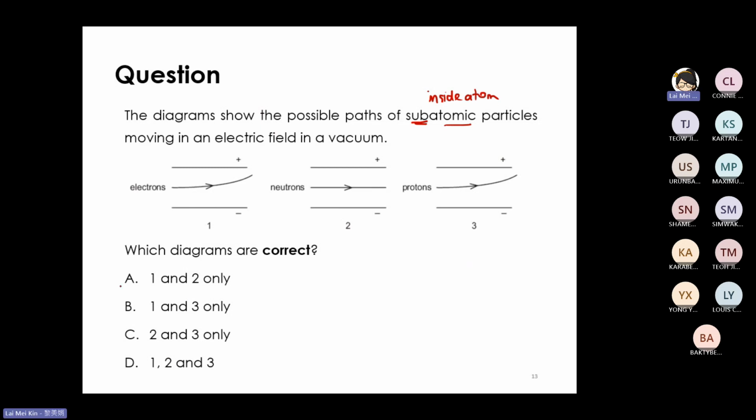Okay, how many of you chose A? B? C? Okay, very quick. Negative charge goes towards positive, correct? Neutrons, no charge, move directly. Yes, correct. Proton should be going where? Negative. Okay, so it's 1 and 2.